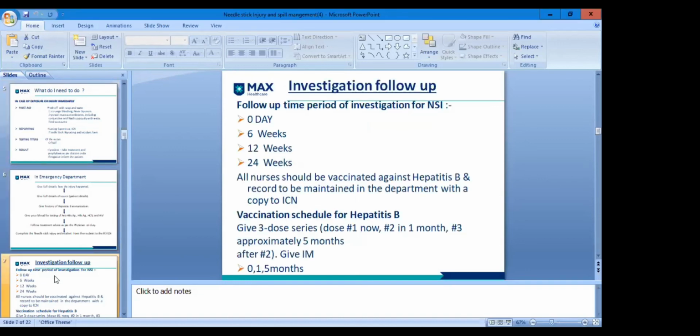The investigations that are done, I'll take the questions later. There are certain questions in the chat box. I will take them later.